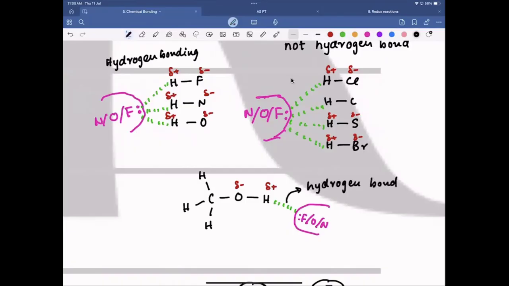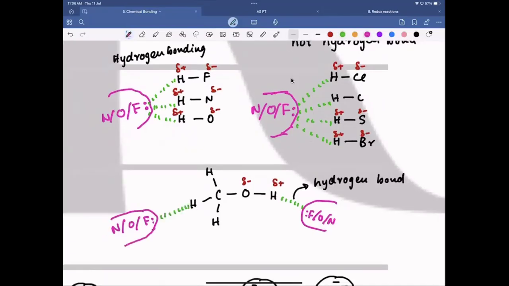Yes, sir. Okay. And if this hydrogen over here that is bonded to carbon is attracted by the lone pair of another molecule having fluorine, oxygen, or nitrogen, it is not a hydrogen bond. It is a van der Waals force. Okay. Yes, sir. Now is it clear? Yes, sir. Any confusion? No, sir.